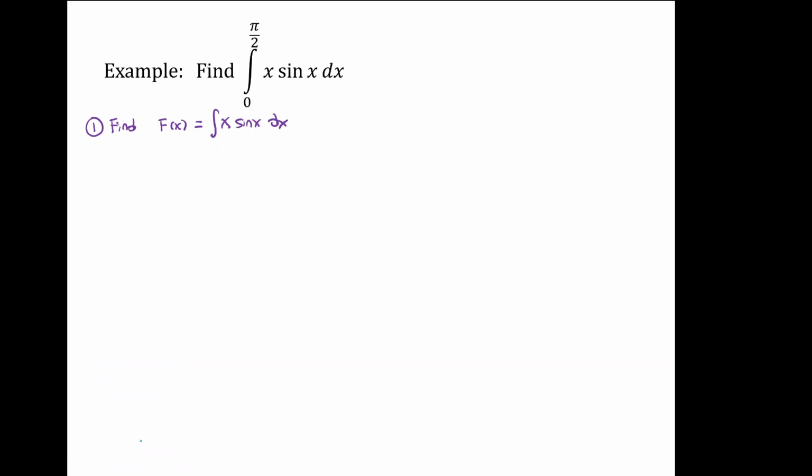So this is an invitation to use IBP. The LATE acronym: we don't have a log, but we do have an algebraic. So u is going to be equal to x, since the algebraic comes before the trig. dv is everything else. In this case, it's sine of x dx. Everything's accounted for, and I'll apply them together.